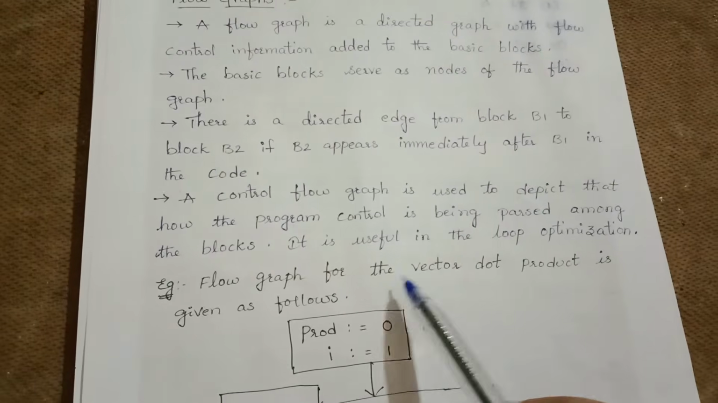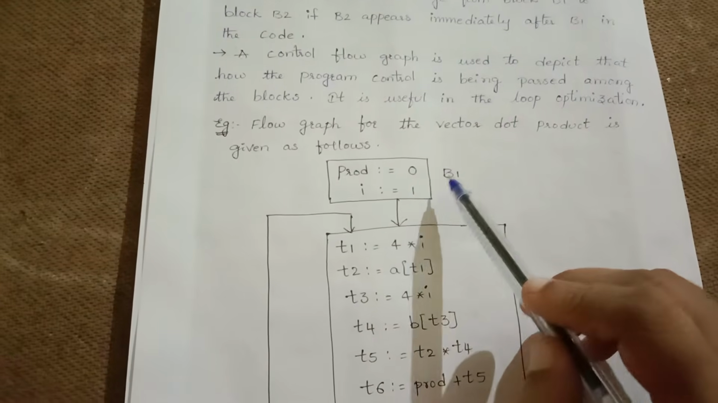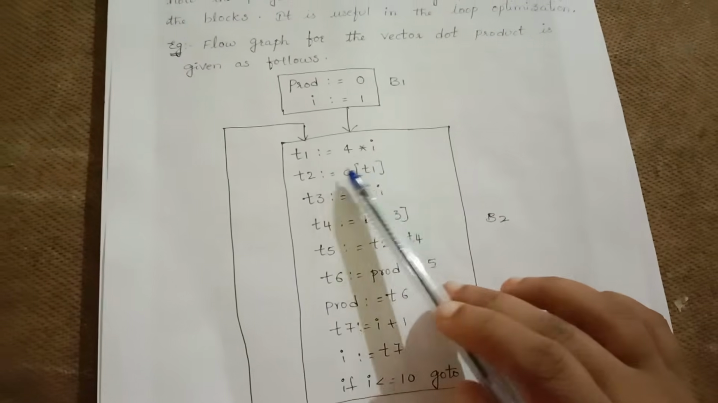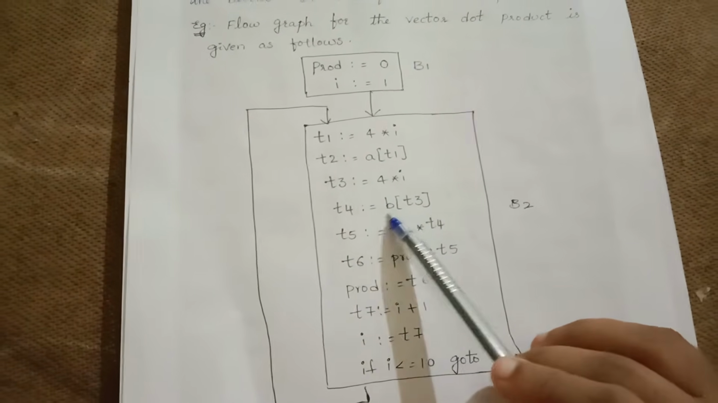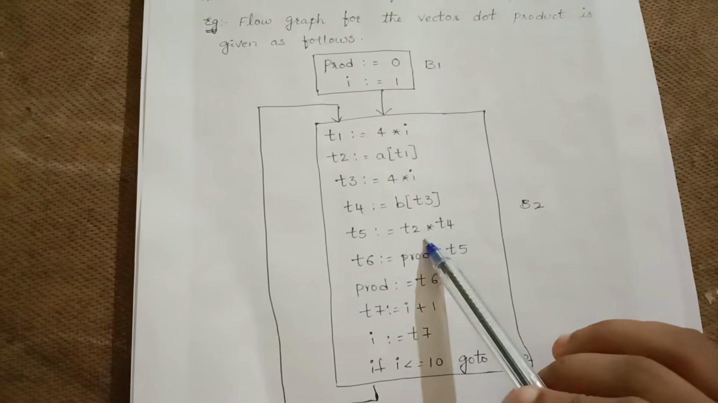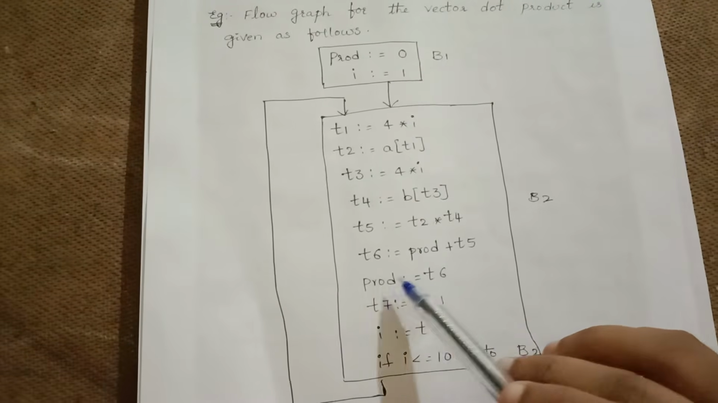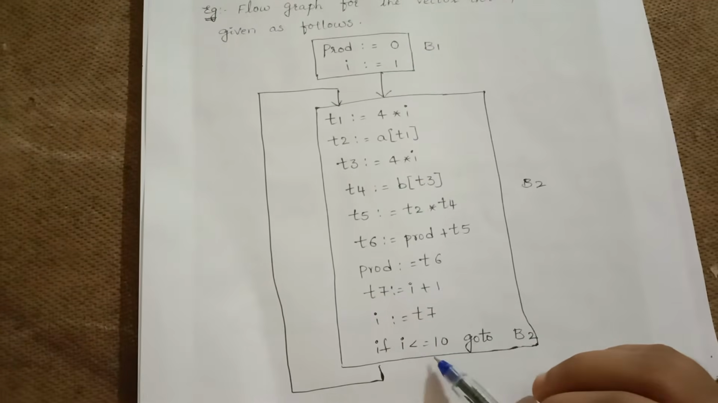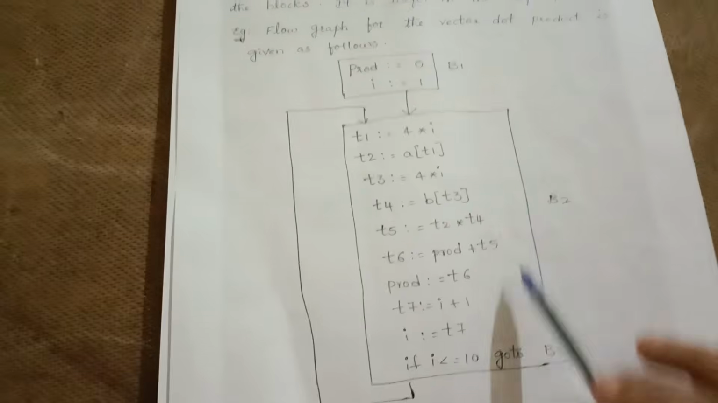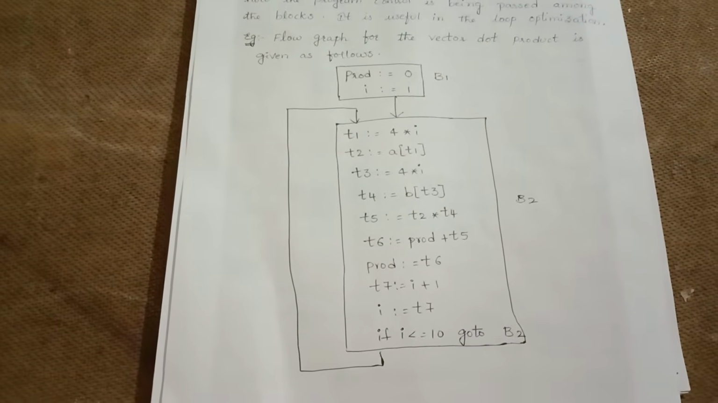So, an example flow graph for a vector dot product is given as follows. Product = 1, I = 1. This is declared in block 1. And T1 = 4 * I, T2 = A[T1], T3 = 4 * I, T4 = B[T3], T5 = T2 * T4, T6 = product + T5, product = T6, T7 = I + 1, I = T7. If I <= 10, go to block 2. So this is all declared in block 2. So this is the flow graph for the vector dot product.